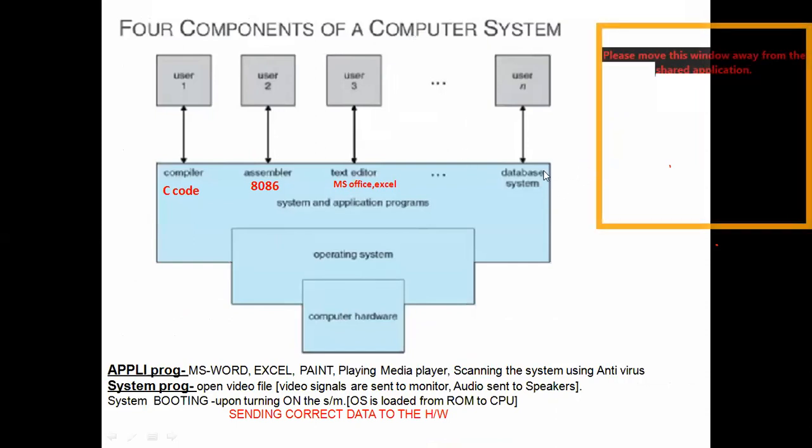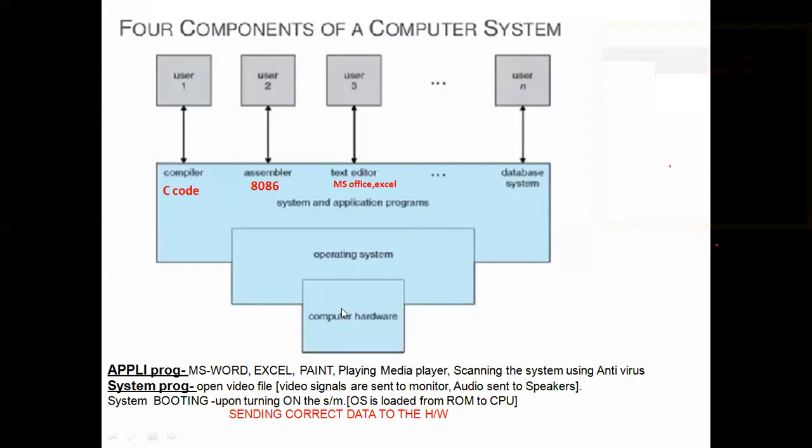What are the four layers of operating system? According to the previous slide, we do have the four layers, right? So we have the topmost layer as user layer, and below that we have application programs, and below that we have the operating system, and the bottommost layer was the computer hardware.